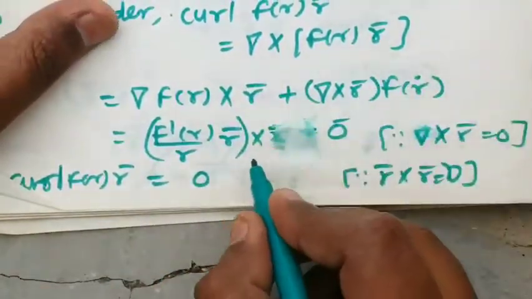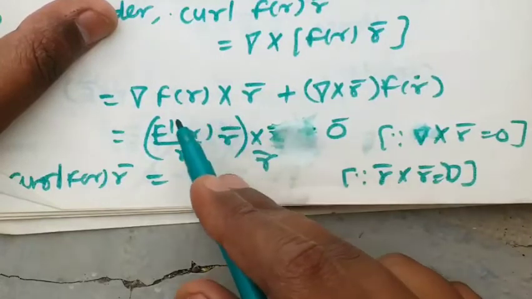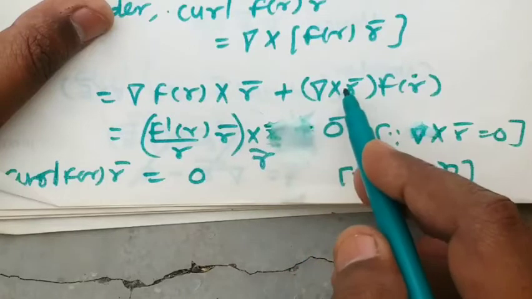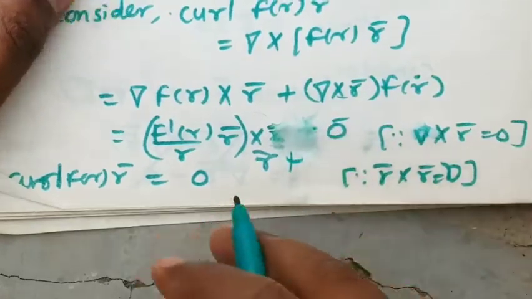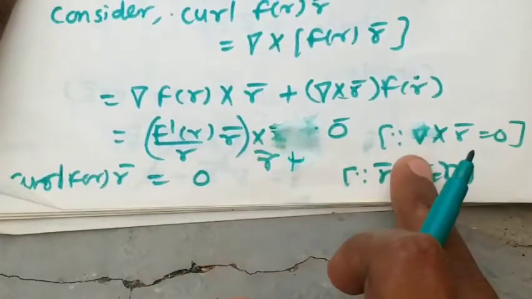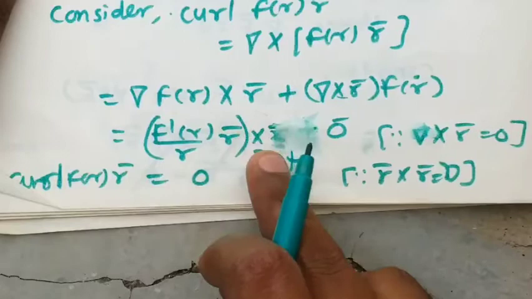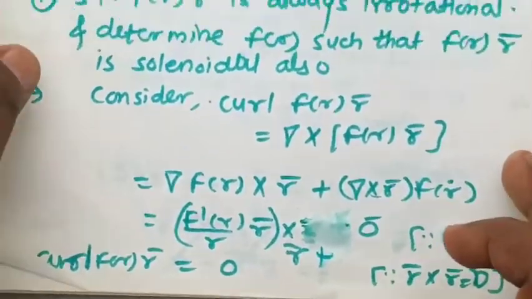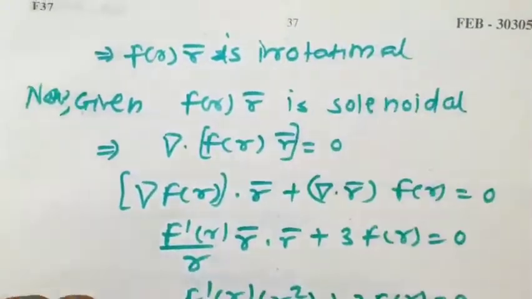Sorry, here we have r bar, del of f of r is f dash of r upon r into r bar cross r bar, and this second quantity, del cross r bar, is 0 bar. Okay, plus sign I have written here. Now again r bar cross r bar is also 0, f dash of r upon r is a scalar quantity that will remain outside, r bar cross r bar is 0, so 0 plus 0 is 0. So curl of f of r into r bar is 0, hence f of r into r bar is irrotational.